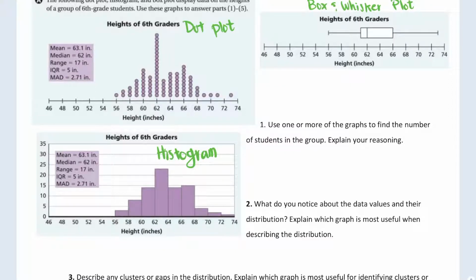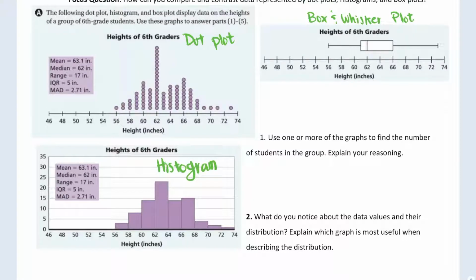So here's what we're going to do. We're going to go question by question. You guys are going to pause the video. You're going to talk about it with your elbow partners or your groups to come up with an answer. And then after about 30 seconds to a minute, we're going to talk about the different graphs that we used.